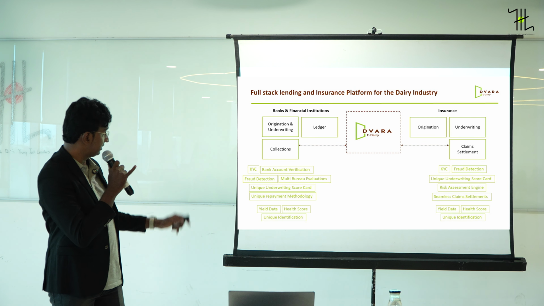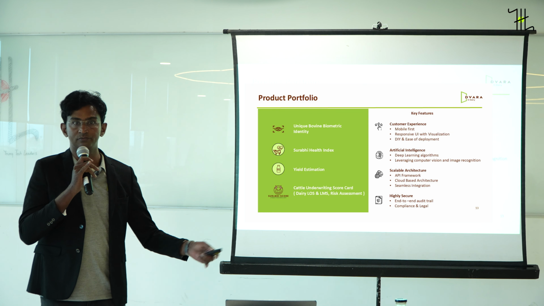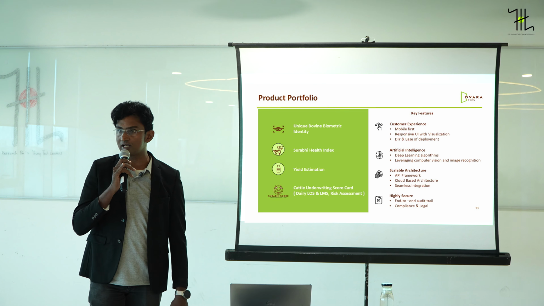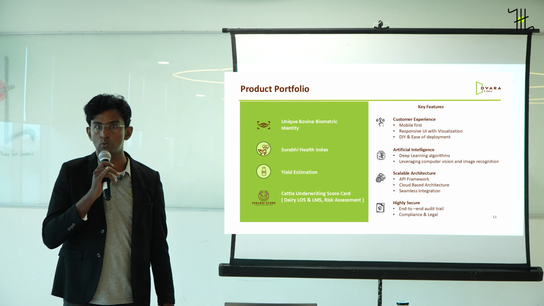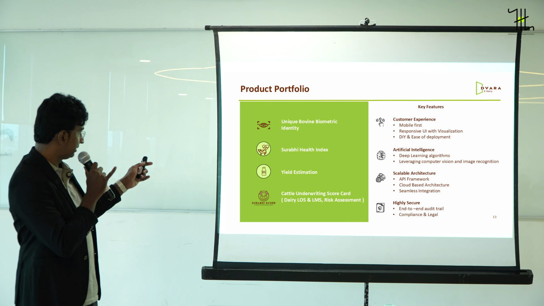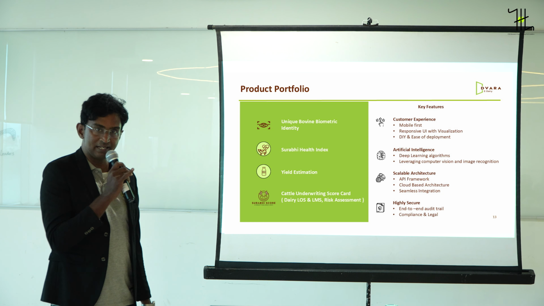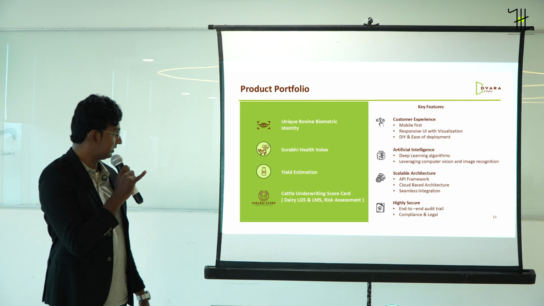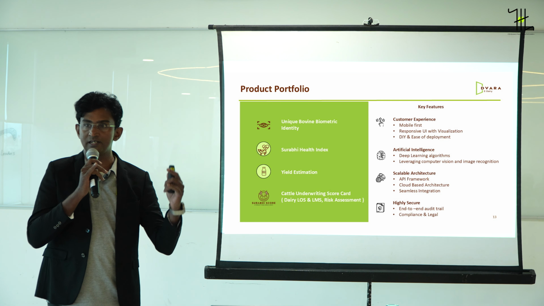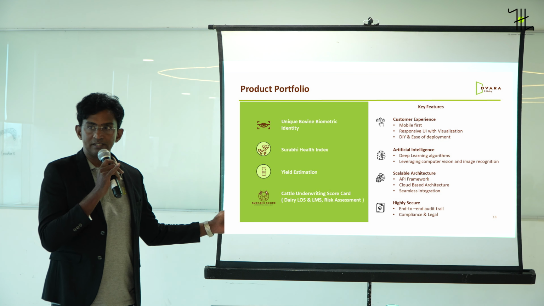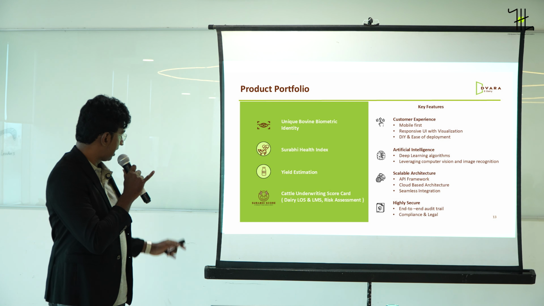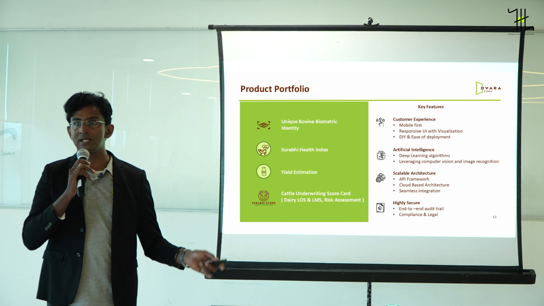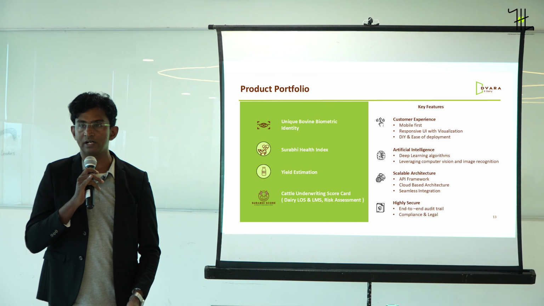So the first one being the bovine identity, which is the cattle identity, just like Aadhaar. Of course, I'll walk you through as we go forward. And the health index, which is based on the images predicting the health of the cattle, and based on the images, the udder images, side images, predicting the milk yield of the cattle, and using all this data coming out with a report card, right?